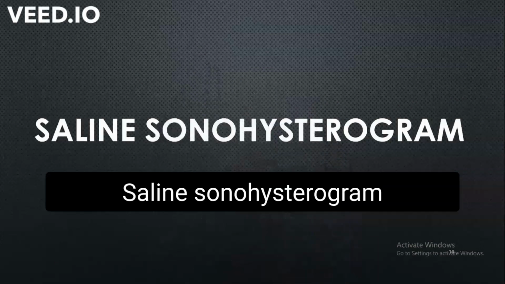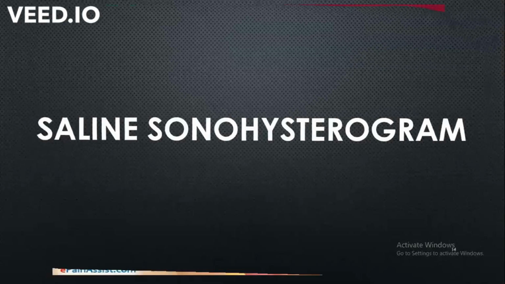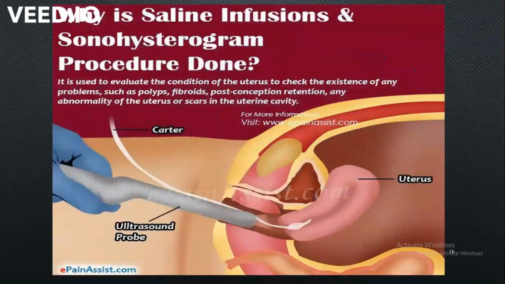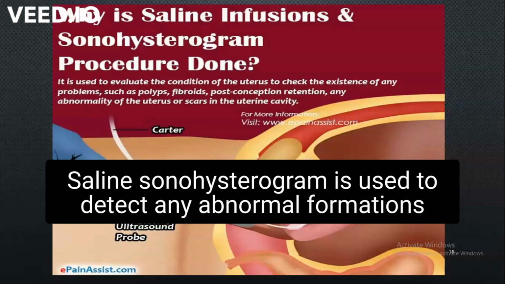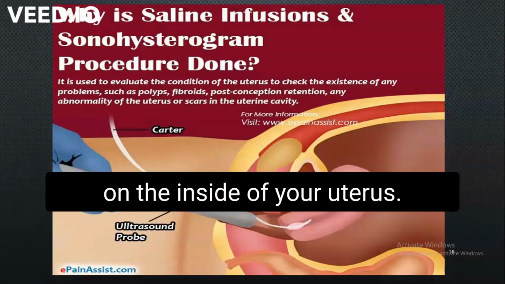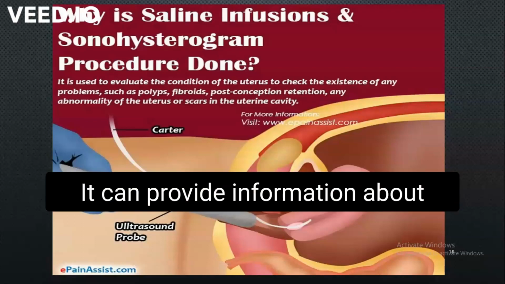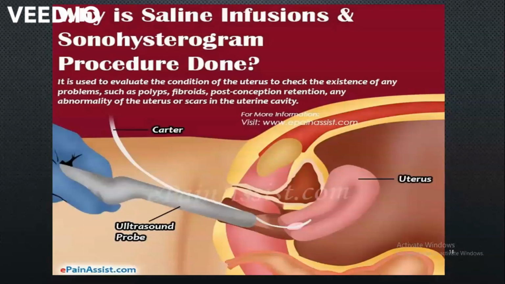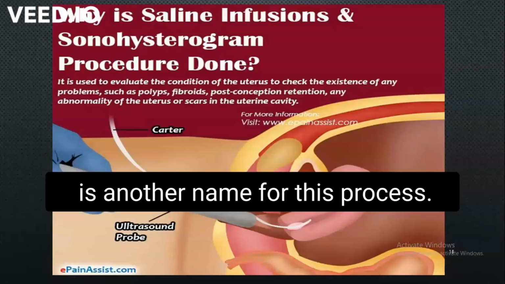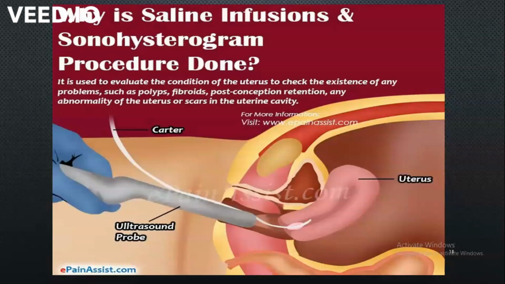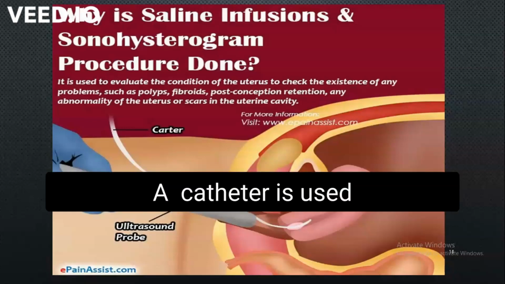Saline sonohysterogram. A diagnostic ultrasound called a saline sonohysterogram is used to detect any abnormal formations on the inside of your uterus. It can provide information about fallopian tube obstructions. SIS, that's saline sonohysterogram, is another name for this process, which is saline infusion sonography.